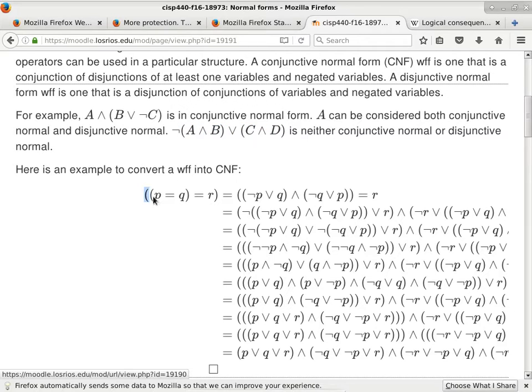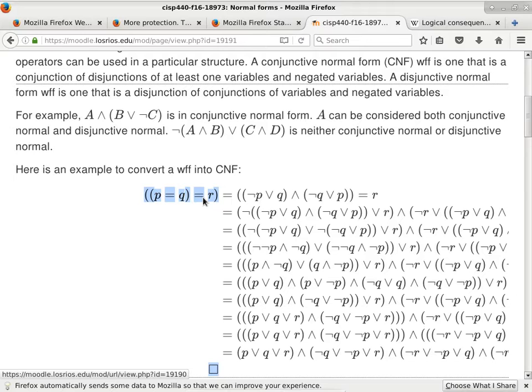So we will start with something that looks like this. The equal to is really the same thing as equivalent to. In other words, when I use equal to in this context, it really is a bidirectional arrow. It is equivalent to. So P is equivalent to Q, and then this whole thing is equivalent to R. That's what we're stating here. So the question is, how do we convert this into CNF, conjunctive normal form?